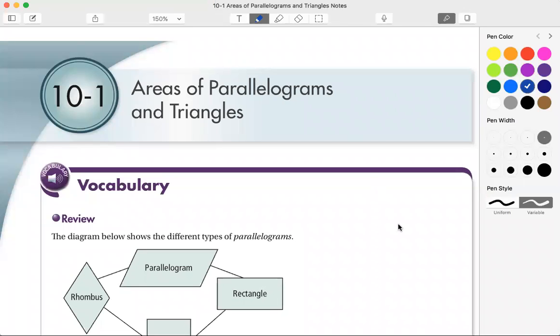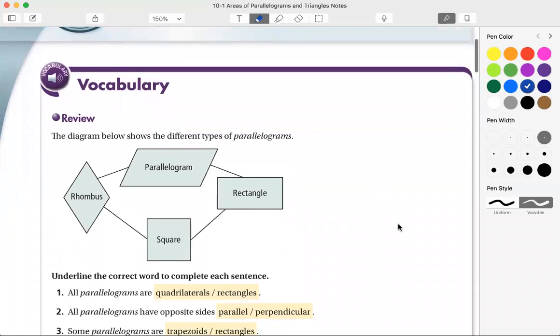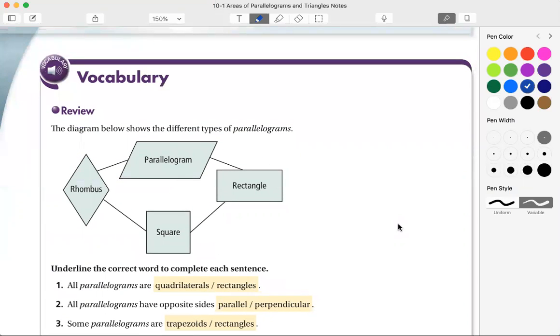All right, this is section 10-1, areas of parallelograms and triangles. This diagram below shows the different types of parallelograms. So we have a parallelogram, and if you remember, we had a Venn diagram problem like this earlier. From parallelograms, we also have rhombuses, squares, and rectangles. And remember, rhombuses can also be squares, and rectangles can also be squares.